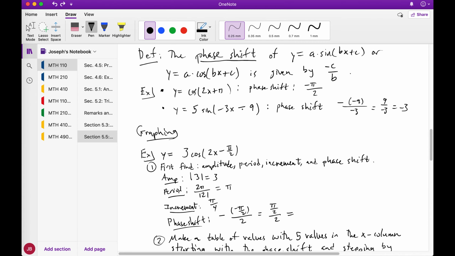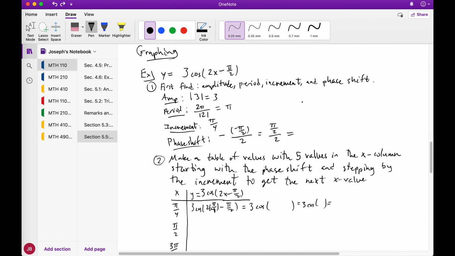So here, phase shift of 5 sine minus 3x minus 9. It's the negative of this number, so negative 9, divided by the number in front of x, so divide by negative 3. And you see a double negative on top, so you get 9 over negative 3, which reduces to negative 3. Okay.